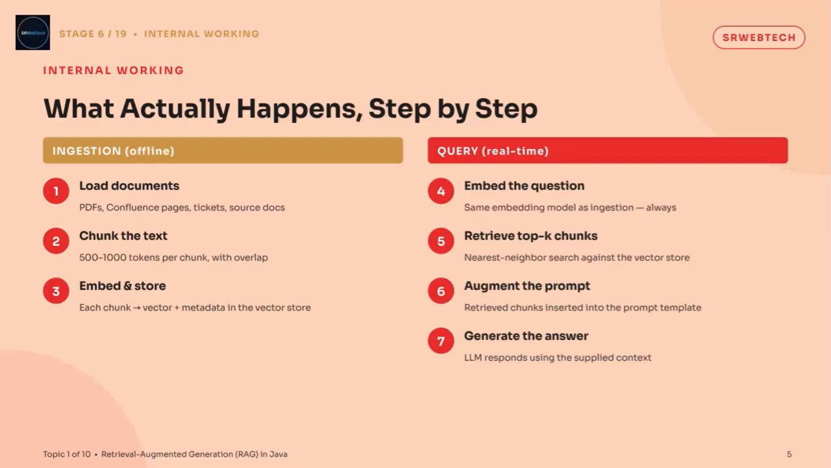Let's walk through what actually happens behind the scenes with Retrieval-Augmented Generation in Java. It all starts offline, with ingestion, loading documents like PDFs, tickets, and source files. These get broken into chunks of 500 to 1,000 tokens, with some overlap to keep context. Each chunk is then embedded using the same model we'll use later and stored in a vector database. When a query comes in, it's embedded too, and we use nearest neighbor search to find the most relevant chunks. Those chunks get inserted into a prompt template, helping the language model generate a precise answer based on real context.